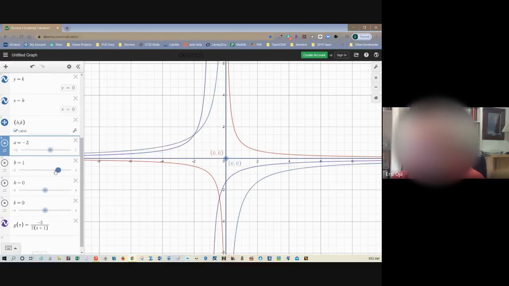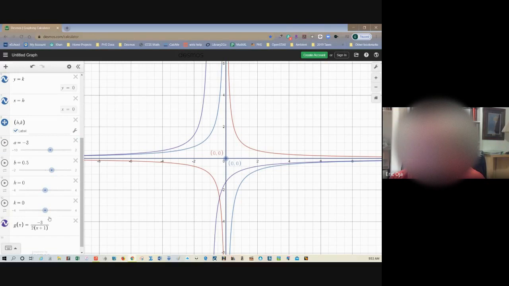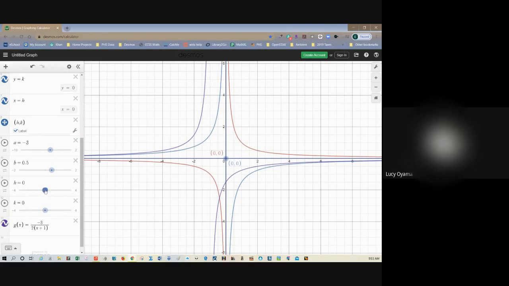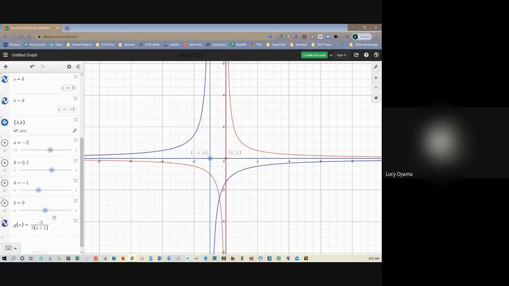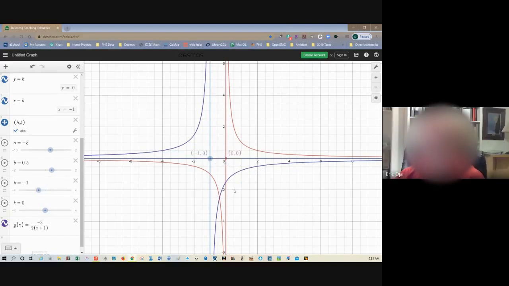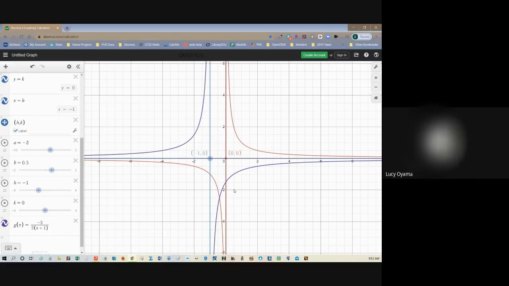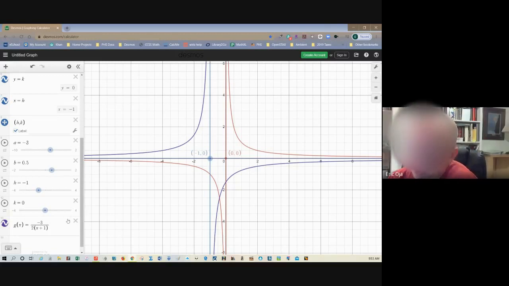1/2. 1/2, exactly. Okay. H would be -1. -1. Good job. And K would be 0. 0. And look what we did. We overlapped it. That makes sense. Okay. Now there's another way to do this. So that's one way. That's pretty cool. Okay, but there's another way.